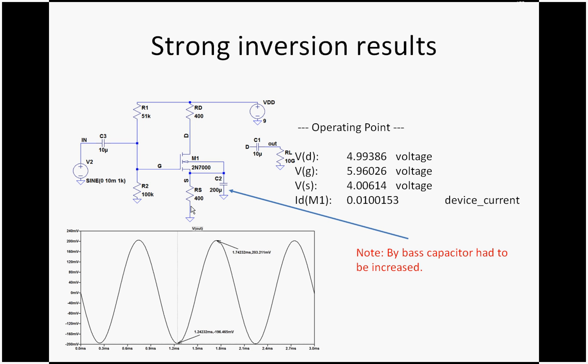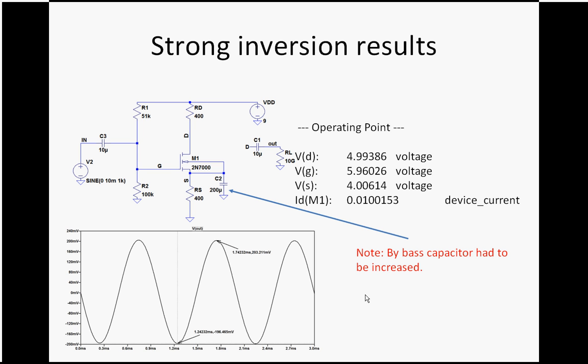Plug it all in. Now, because this impedance is a lot lower, I have to increase the capacitor value so that it shorts properly at AC. If you kept this at 20 or 10 microfarads, it's not actually shorting like you would think. And so you get a gain of about minus 20.